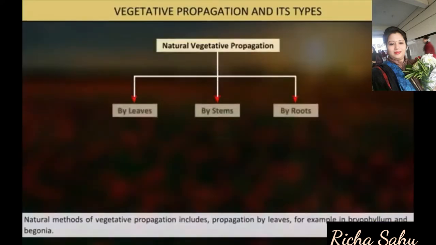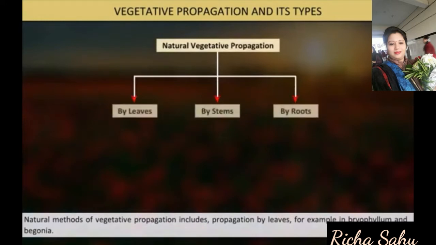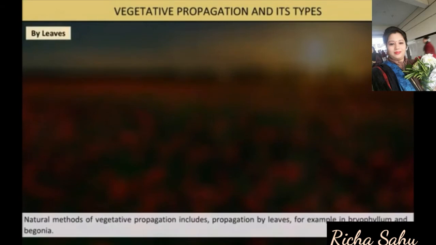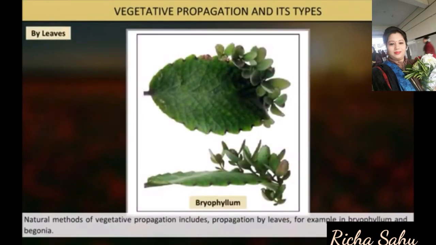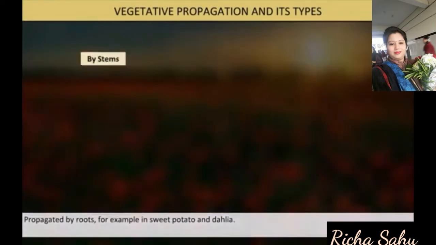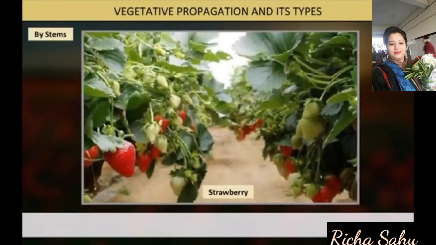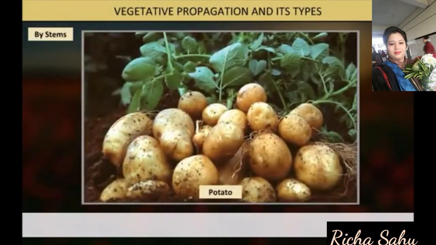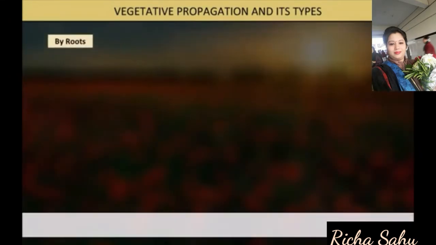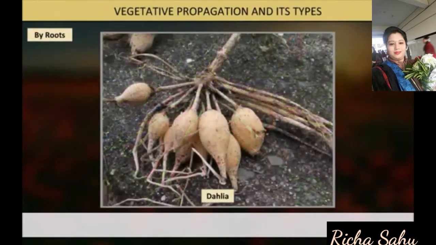Natural methods of vegetative propagation include propagation by leaves, by stems and by roots. Propagation by leaves, for example, in Bryophyllum and Begonia. Propagation by stem, for example, in grass, strawberry and potato. Propagation by roots, for example, in sweet potato and dahlia.